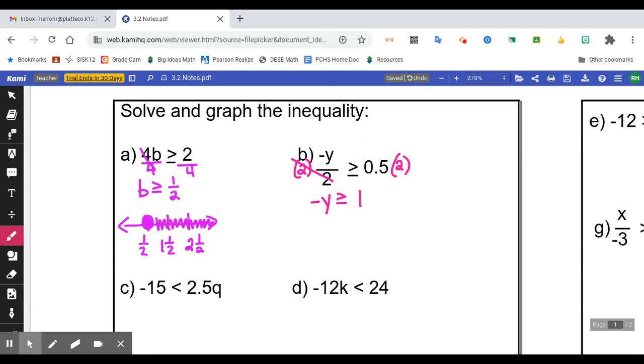Now, negative y is like negative 1y, so we have to divide by negative 1. Now, here we go. I'm dividing by a negative, so my symbol has to flip. So y greater than or equal to becomes less than or equal to, and then I have negative 1 for my answer. Counting backwards, close circle, and then less than means to the left.